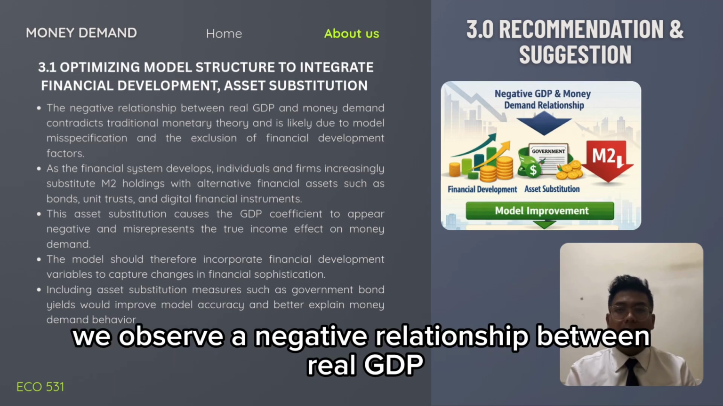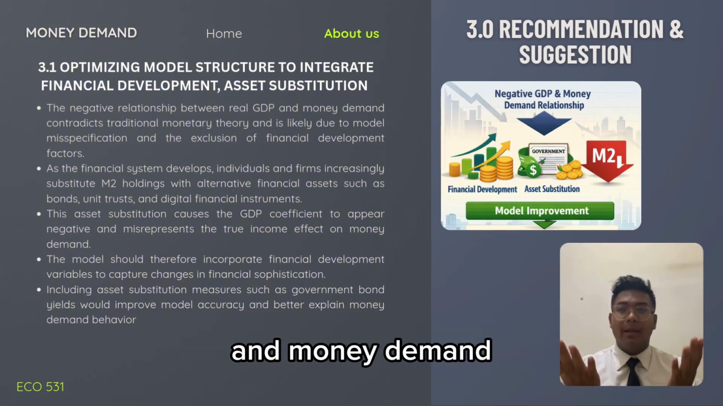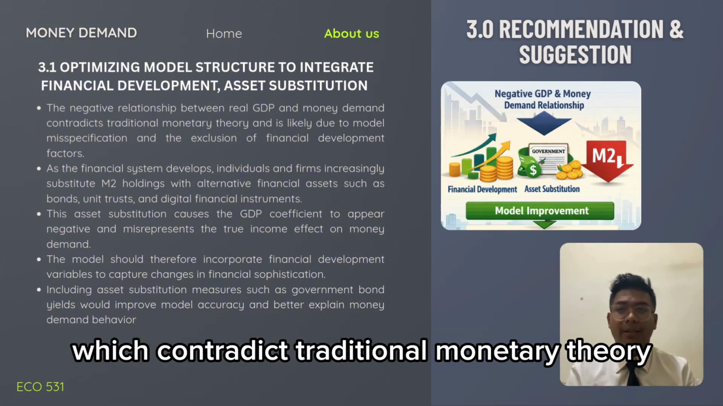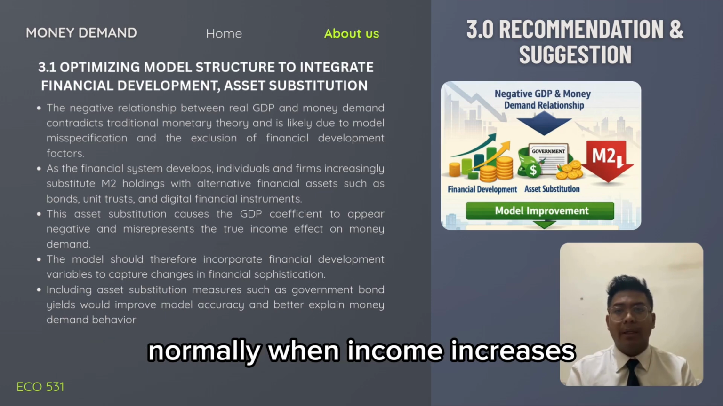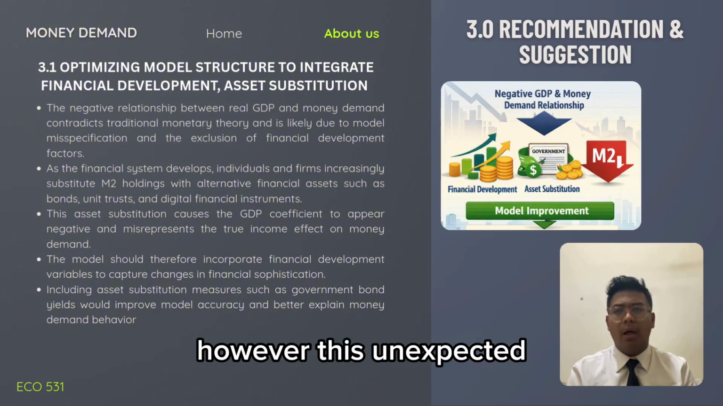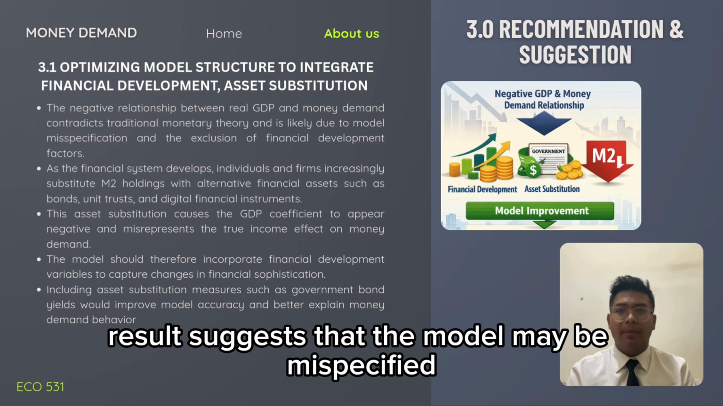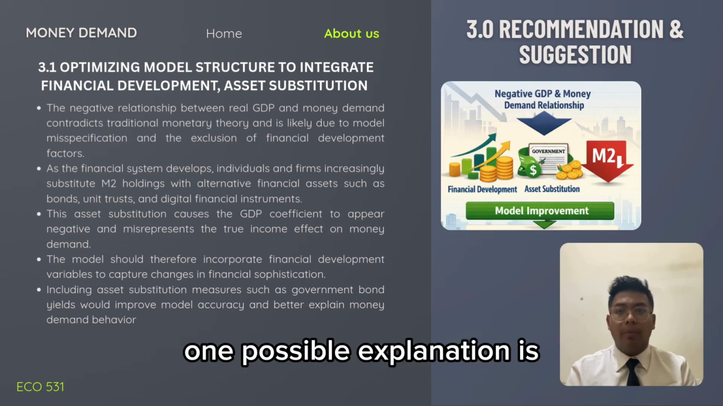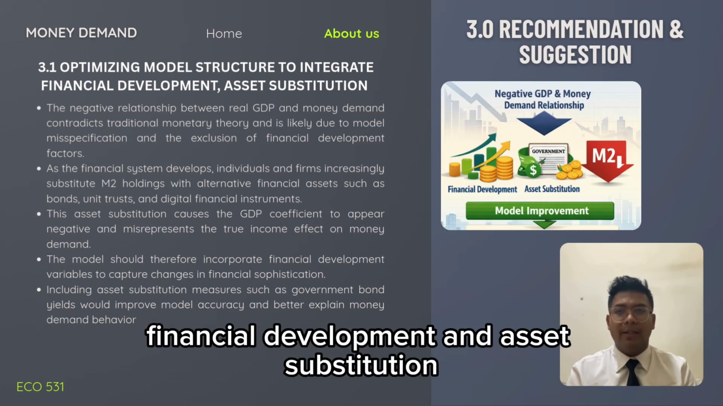In the study, we observe a negative relationship between real GDP and money demand, which contradicts traditional monetary theory. Normally, when income increases, people are expected to hold more money for transaction and precautionary purposes. However, this unexpected result suggests that the model may be misspecified. One possible explanation is financial development and asset substitution.